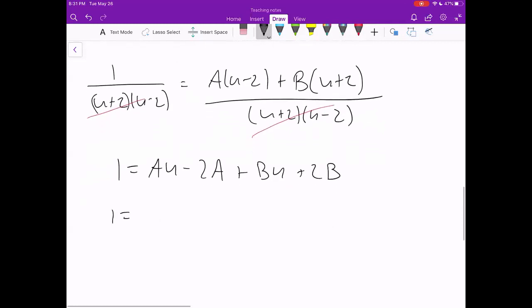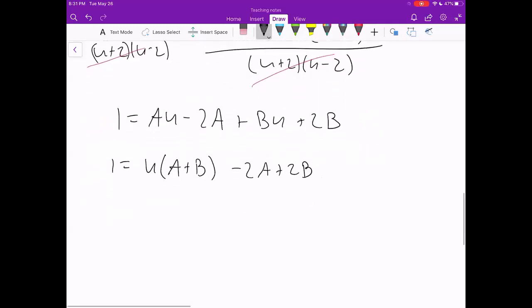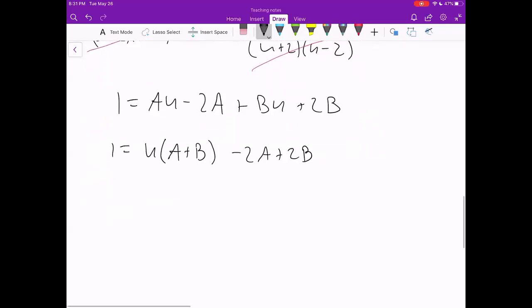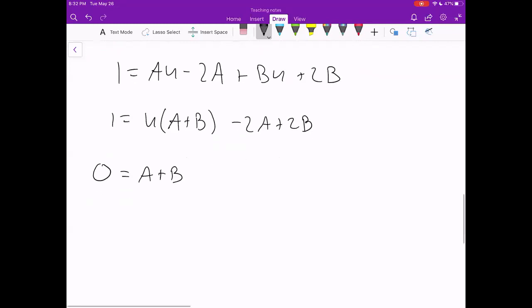So I have 1 is equal to, factor out the u, trying to make a polynomial, u times (a plus b) minus 2a plus 2b. Now if I equate coefficients on the left and right-hand side, I don't have a u on the left, so the coefficient of u is 0. Coefficient of u on the right-hand side is a plus b. The constant term on the left-hand side is 1. Constant term on the right-hand side is 2b minus 2a.